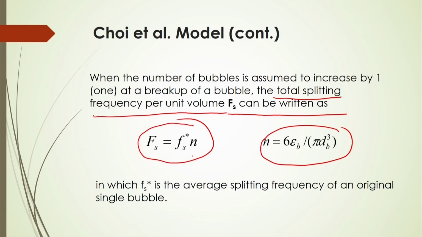Here, the splitting frequency per unit volume Fs is equal to Fs star, which is the average splitting frequency of an original single bubble. This is the original single bubble. If you have the splitting frequency for the single bubble, then you multiply by n, the number of bubbles, and the total splitting frequency per unit volume inside the bed will be equal to Fs star into n.